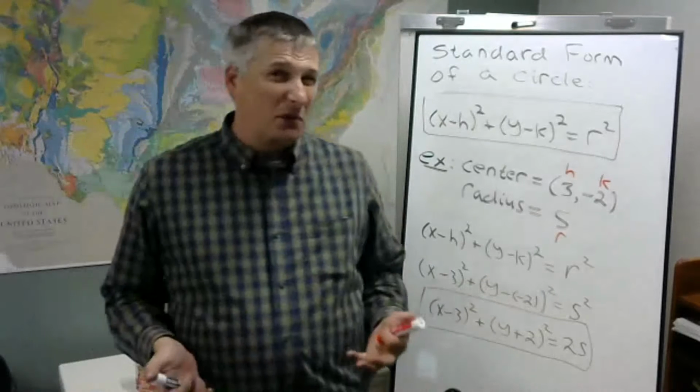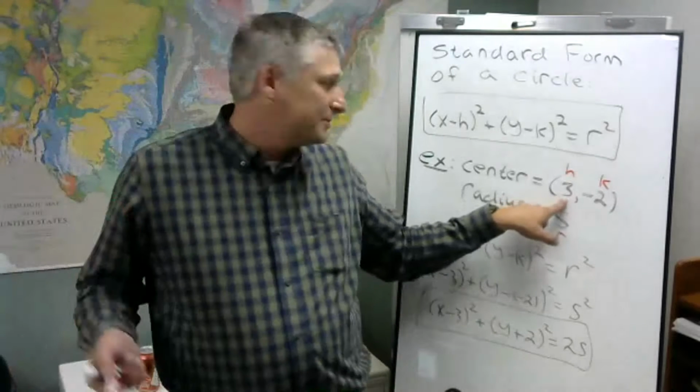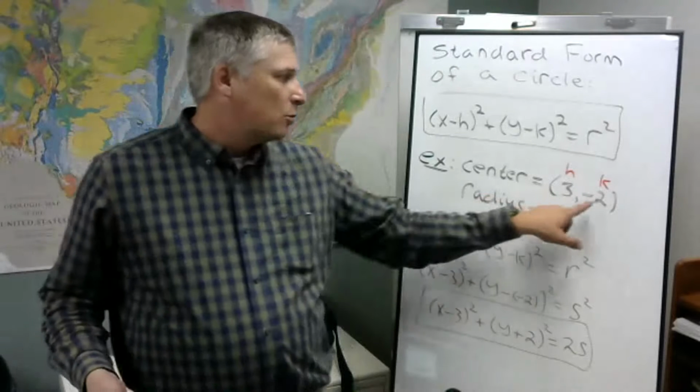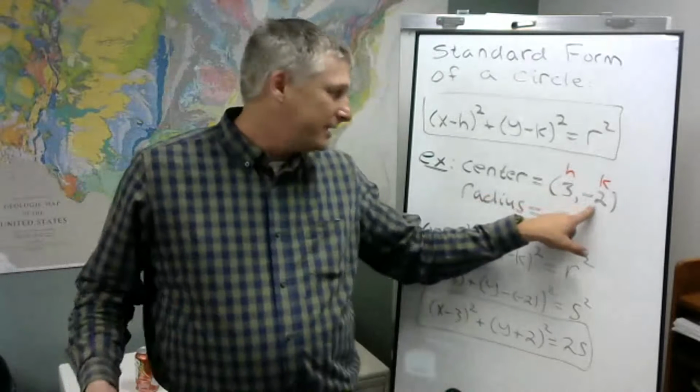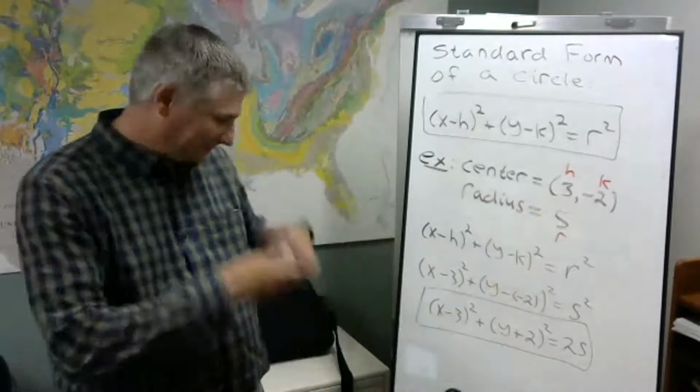Now there's an interesting thing to notice here. When a coordinate for the center of the circle is positive, you're going to get a subtraction. When the coordinate for the center of the circle is negative, you're going to get an addition. Just something to point out.